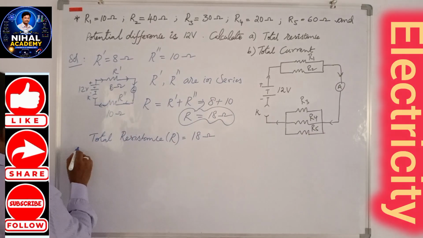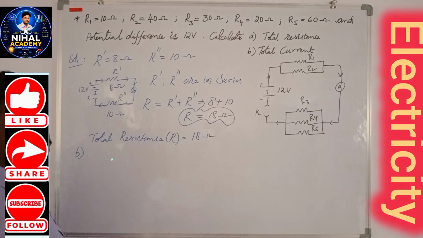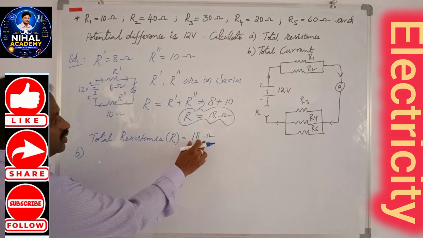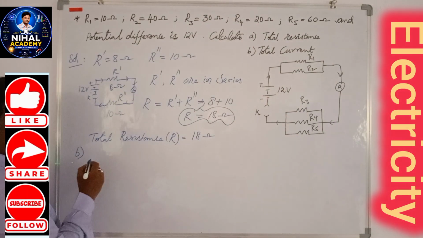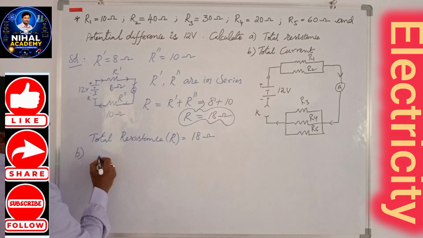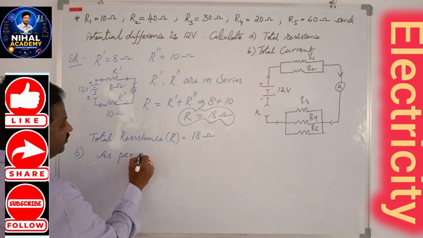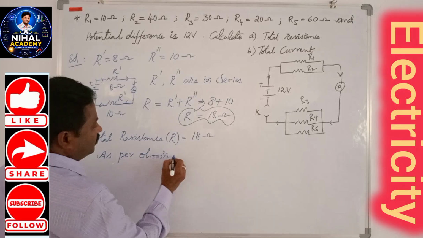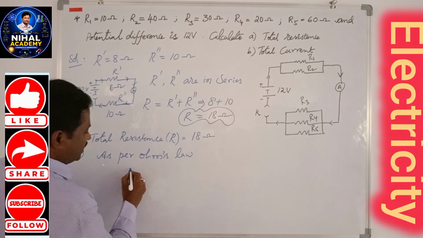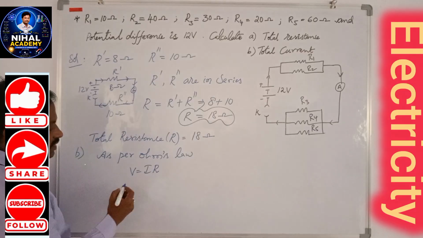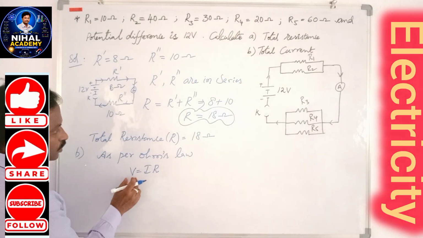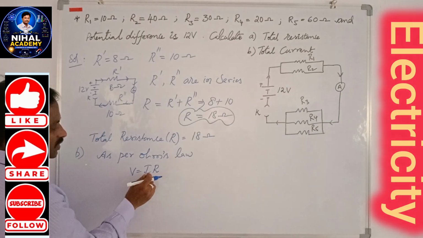Now the second one, B, total current. So we know the total resistance and the total potential difference, so we can use Ohm's law. We have to calculate the current. As per Ohm's law, V is equal to IR. So V value we know, R value we know, so we can calculate the I value.